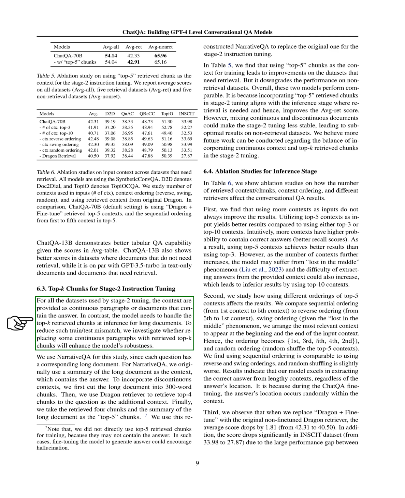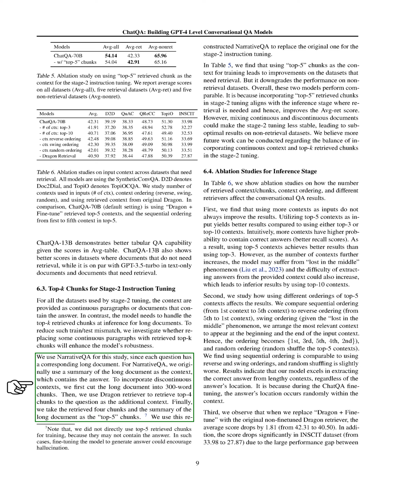For the second stage of instruction tuning, we used all the datasets where the context was provided as continuous paragraphs or documents containing the answer. However, the model needs to handle the top K retrieved chunks at inference for long documents. To reduce this mismatch, we experimented with replacing some continuous paragraphs with retrieved top K chunks to enhance the model's robustness. We used the narrative QA dataset for this study.